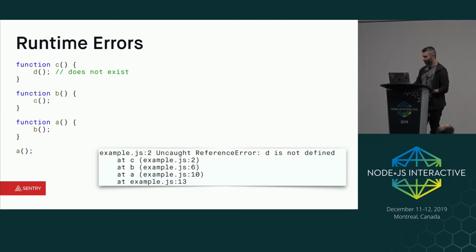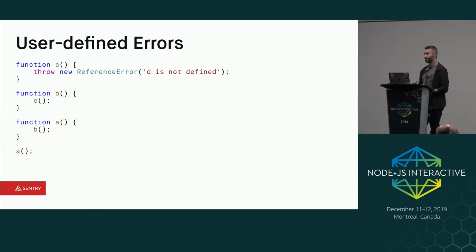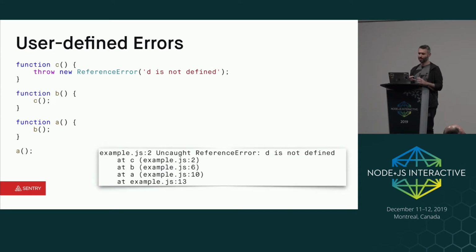Thing is in the background, if you were to do this instead, you can actually throw your own reference error. There's nothing special about that. It's an error object that is a subclass of error, and you can throw it. And if you did this, it's the exact same stack trace. You wouldn't know the difference, okay? So all this is to say is that when you throw a runtime error like this because your code doesn't execute, behind the scenes, it's really just creating an error object, instantiating it, and then throwing it.